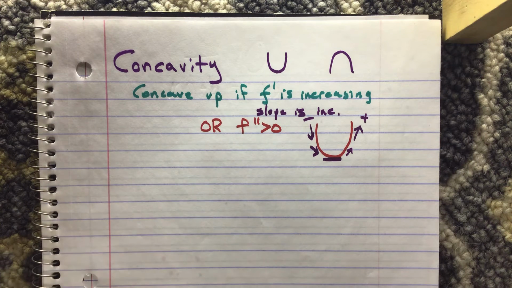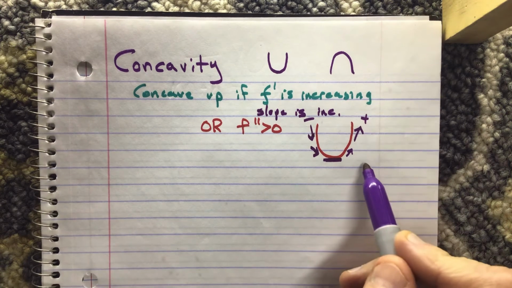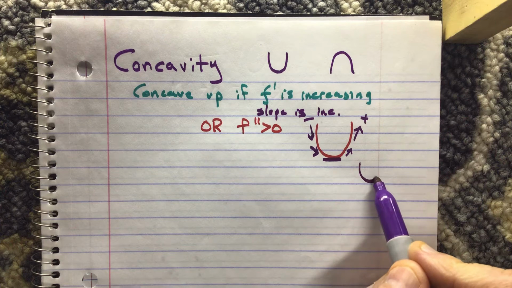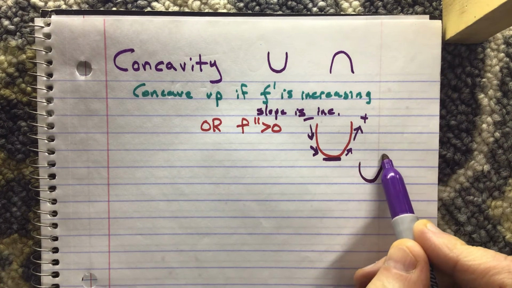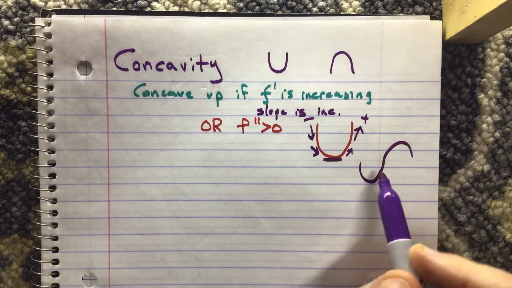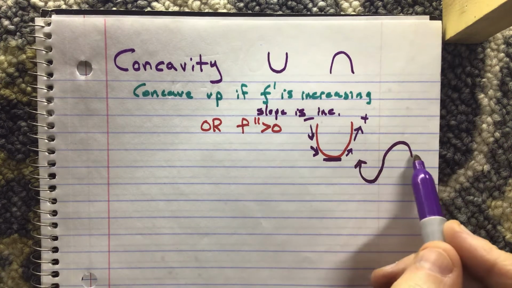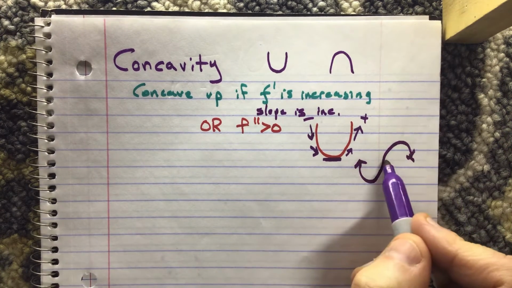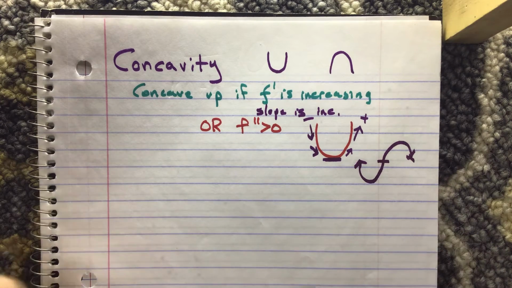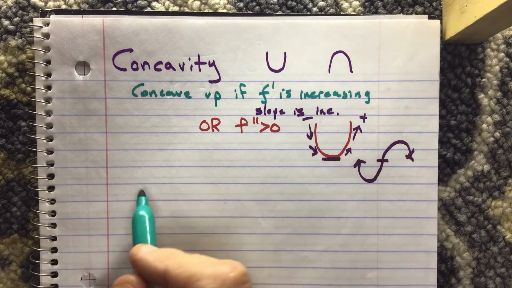And obviously the opposite is true. If it's concave down, then f prime is decreasing, or f double prime is less than 0. I'm not going to write that out. You can write that in your notes if you want. But we need to talk about what happens if at some point you have something that's concave up, and then at some point it becomes concave down. So if we have a function that looks like this, there's this point at which it changes, and we call that an inflection point.